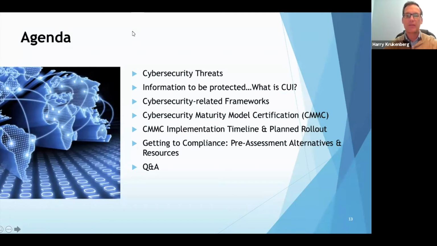And then we'll talk about the implementation timeline and the planned rollout that has been publicized by the government. And then finally, we'll talk about getting to compliance. What can you do as alternatives to become compliant? And we'll also share with you some resources to help you become compliant. And then at the end, as I mentioned, we'll have plenty of time for Q&A. Next slide.